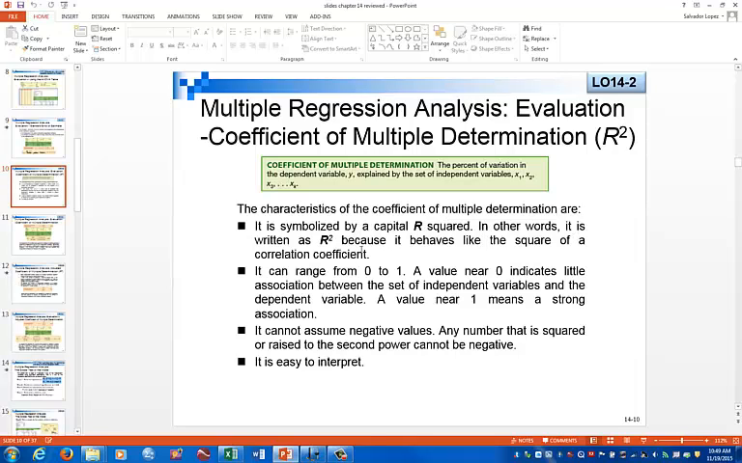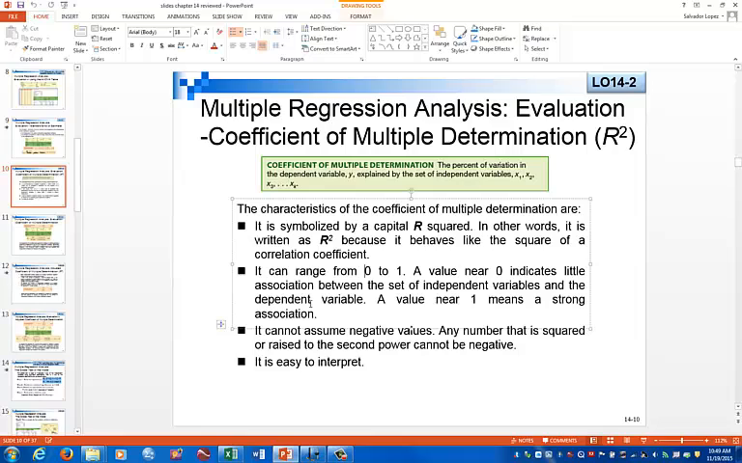In other words, it is written as R squared, R to the second power, because it behaves like the square of a correlation coefficient. You just take the correlation coefficient and square it. It can range from 0 to 1, but I need to clarify that the correlation coefficient is a concept that we use for 2 variables only. Now we have 3 variables in relation to a 4th variable, but it is conceptually the same idea of finding an overall correlation between the variables on the right-hand side of the equation versus the left-hand side, the y.